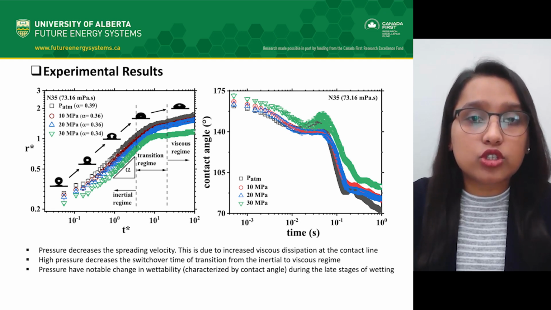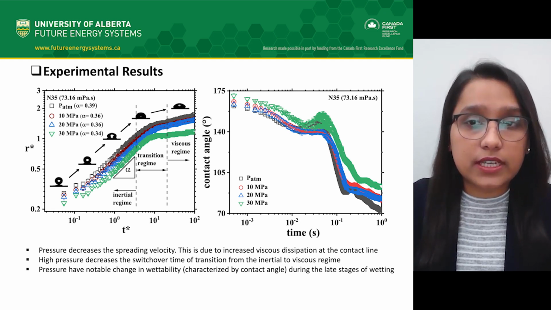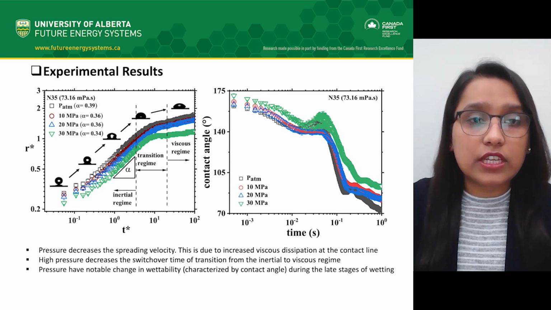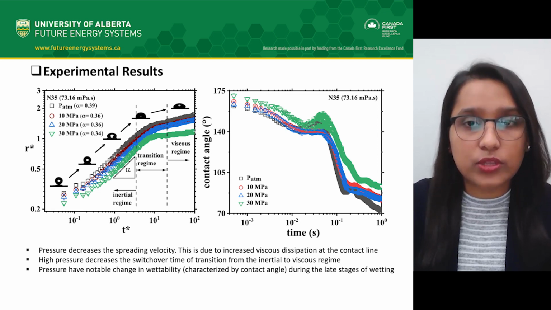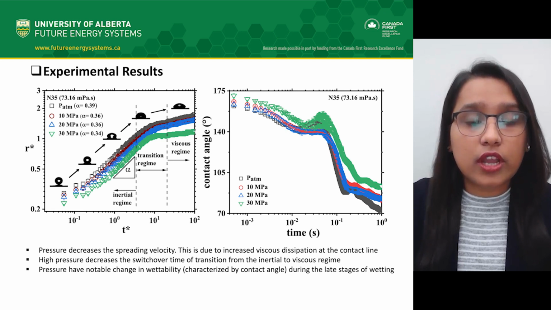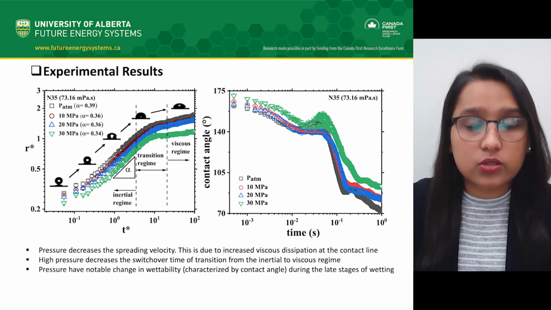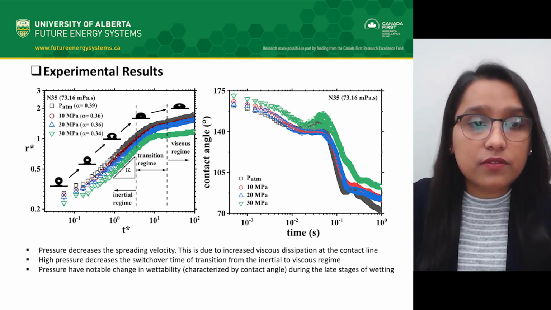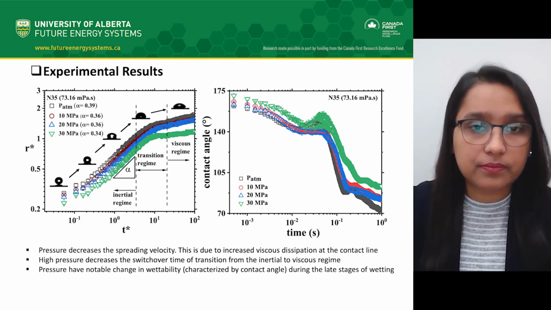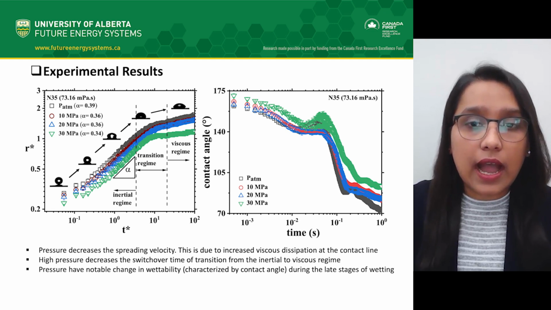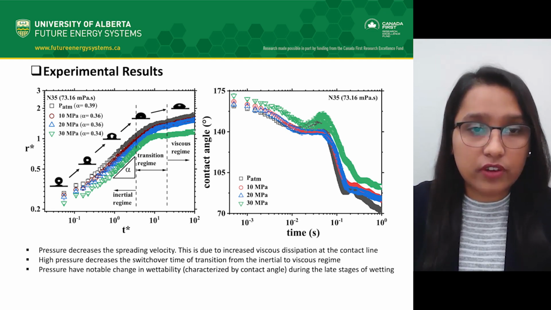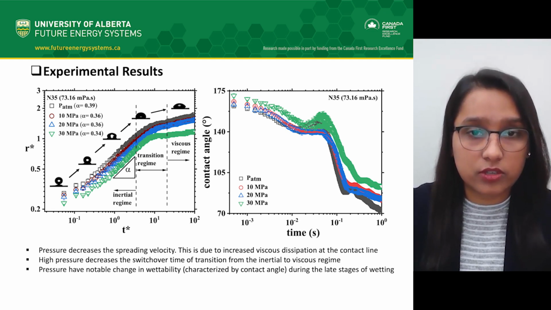Non-dimensional plots of the evolution of the spreading radius are obtained to eliminate the variation of initial drop volume that is associated with a manual dosage. From the non-dimensional radius versus time plot for one experimental liquid, here called N35, we observe a decrease in spreading velocity due to increased viscous dissipation at the contact line when the surrounding pressure is raised. Additionally, a high ambient pressure decreases the switchover time from the inertial to viscous regime.